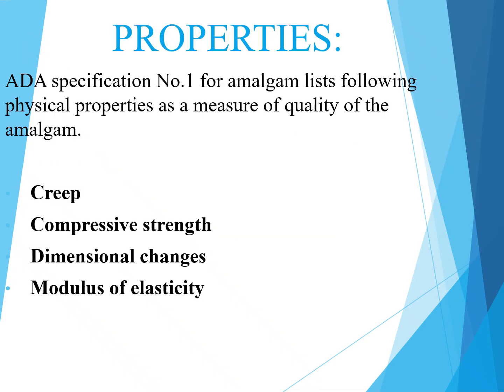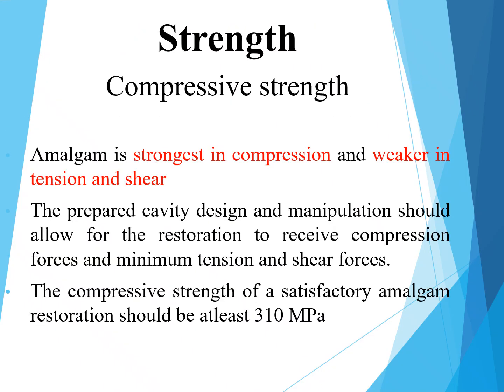ADA specification number 1 for amalgam lists the following physical properties as a measure of quality of the amalgam: creep, compressive strength, dimensional change, and modulus of elasticity. First property is strength. Compressive strength. Amalgam is strongest in compression and weaker in tension and shear. The prepared cavity design and manipulation should allow the restoration to receive compression forces and minimum tension and shear forces. The compressive strength of a satisfactory amalgam restoration should be at least 310 MPa.